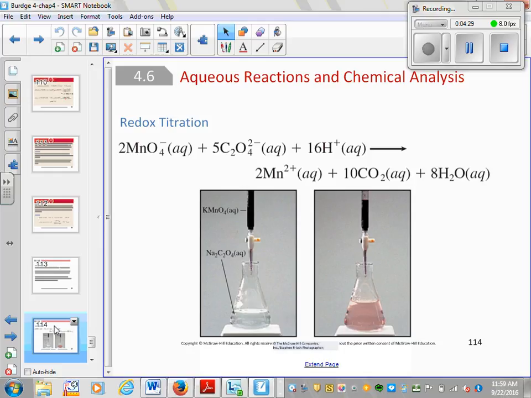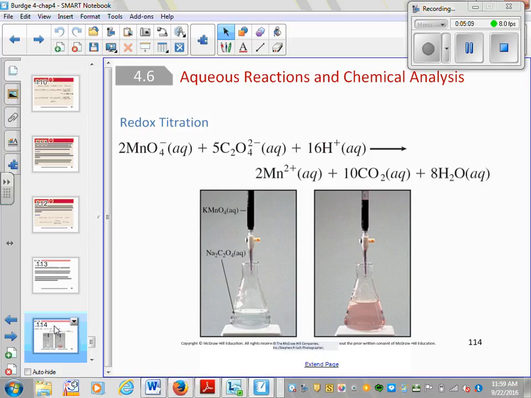Here in the oxalate, we have C2O4 2-. So we said the oxygen was -2. So this is -8. And it's got to add up to 2 minus. So the carbon's got to be 6 plus. And there's 2 of them, 3 plus each. Over here, this is minus 2, so it's minus 4.